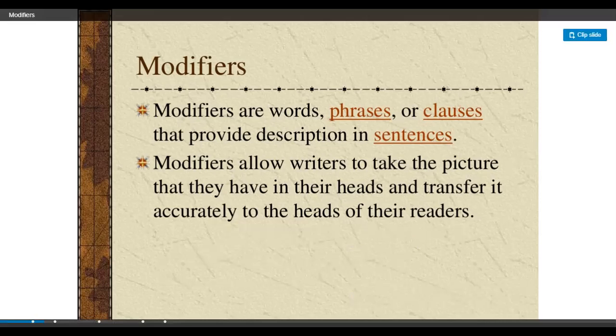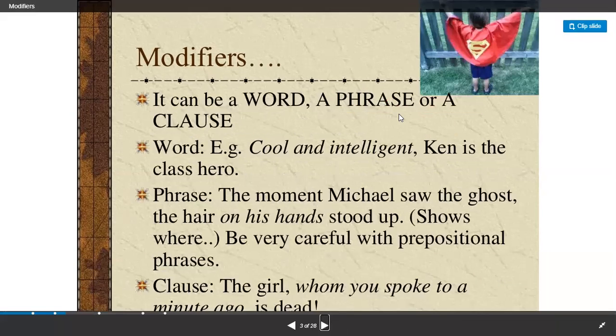Okay, let's go next and see how to make a modifier a word, how to make it a phrase, and how to make it a clause. First, the modifier could be a word, like, for example, this boy. See this picture?